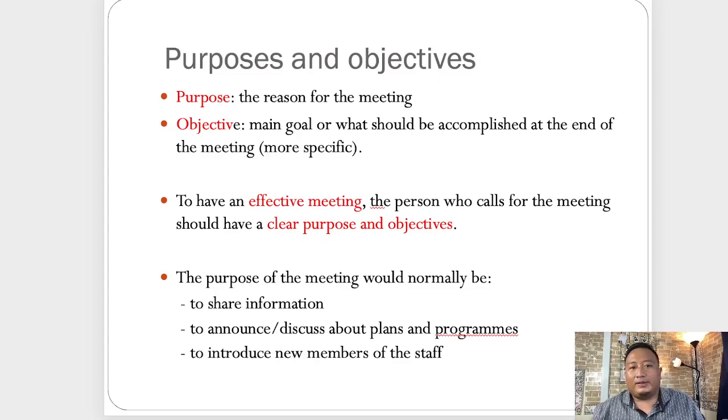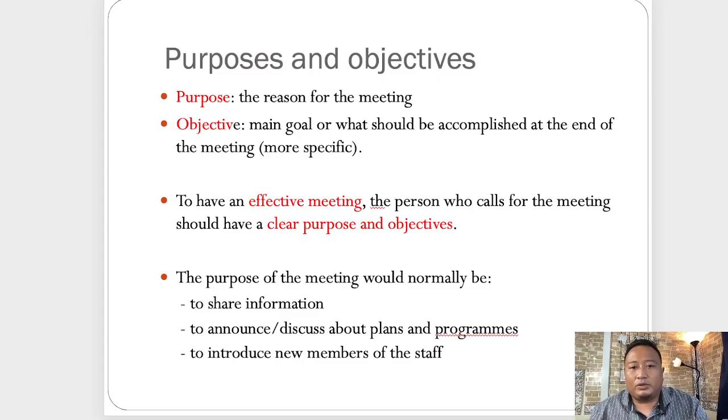Purpose and objective. The reason for the meeting: the objective is to have something done, to accomplish something, or maybe to decide on something. To have an effective meeting, the person who calls the meeting should have a clear purpose and objective. The purpose and objective basically come from me. I'm the one who will give you a situation that you need to discuss, but the chairperson needs to coordinate the meeting to make it successful. At the end of the day, you have someone to do this and someone to do that. That is the purpose of the meeting, to delegate the tasks and so on.